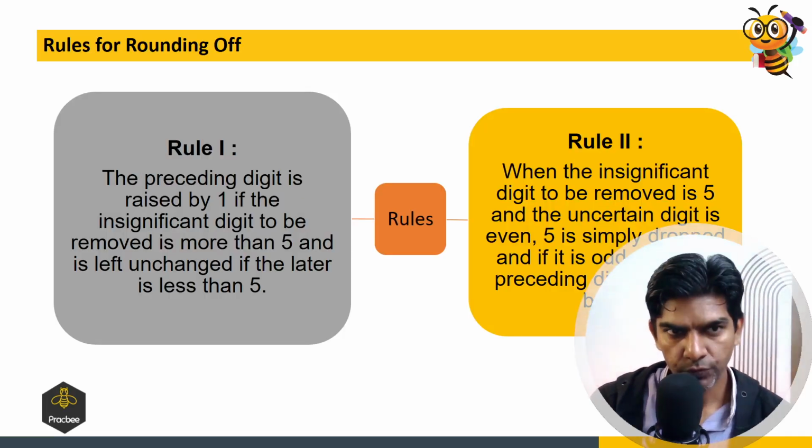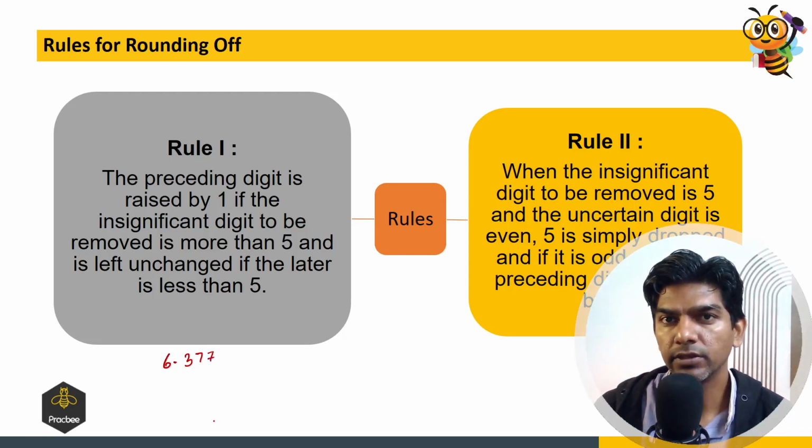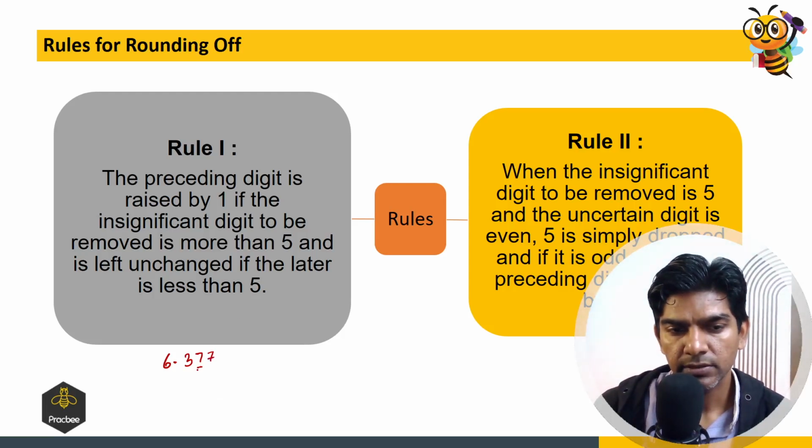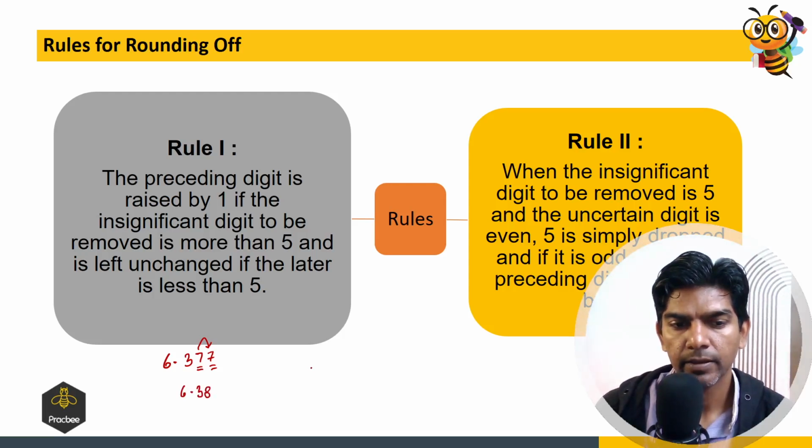Now let us see the rule for rounding off. Suppose I have 6.37, say 7, right? If I want to round this up to 2 decimal places, so that is the second decimal place, you have to look at the third decimal place. If this number is greater than 5, then you have to increase 7 by 1. So this will be 6.38, right?